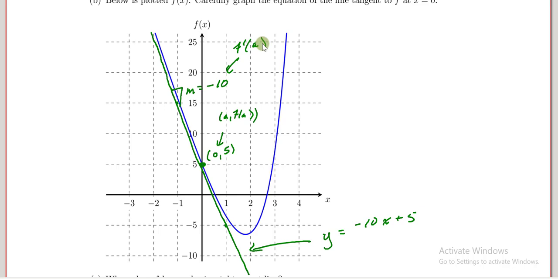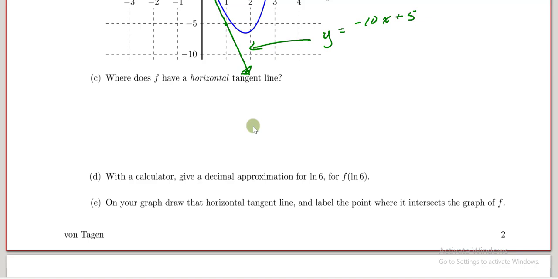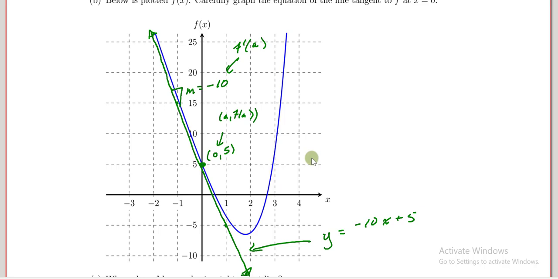So folks, hopefully this gives you a good sense of how we're computing the equations of these tangent lines. Let me know if you have any questions. I'm going to leave you to try to answer these 2 remaining questions where you're going to figure out where f has horizontal tangent lines and do some more work with that. So give that a shot on your own, and please feel free to come by and see me during office hours if you have questions on this.